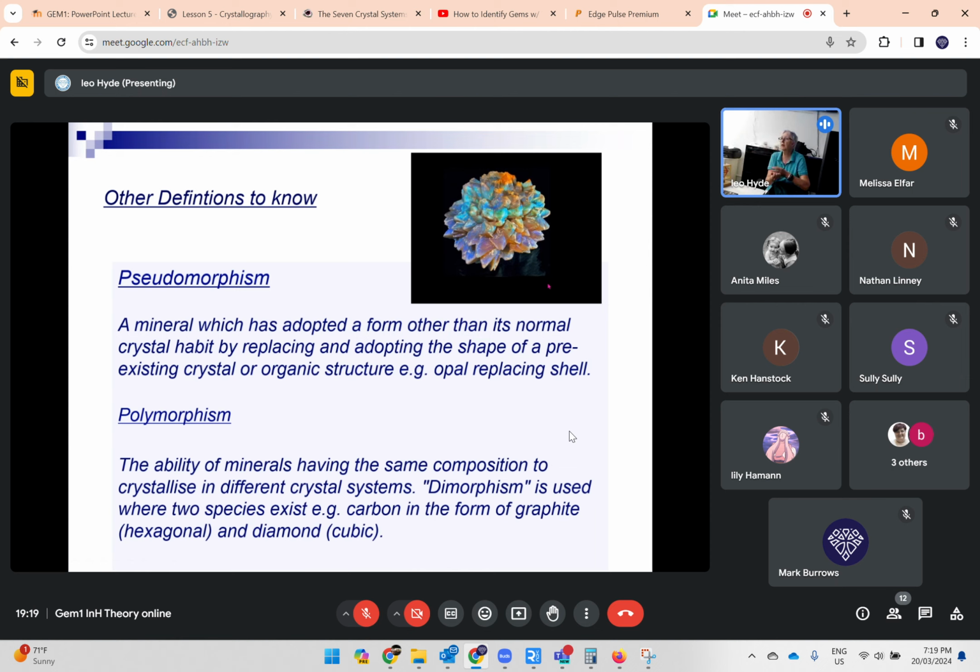So marcasite and pyrite are actually polymorphs because they've got the same formula, iron sulfide, but they've grown in two different crystal systems. So same formula, different minerals.